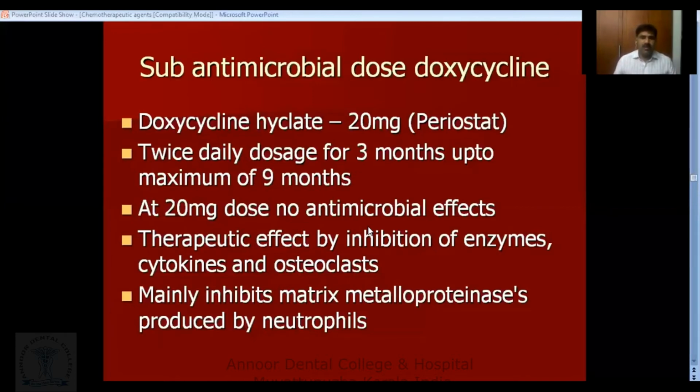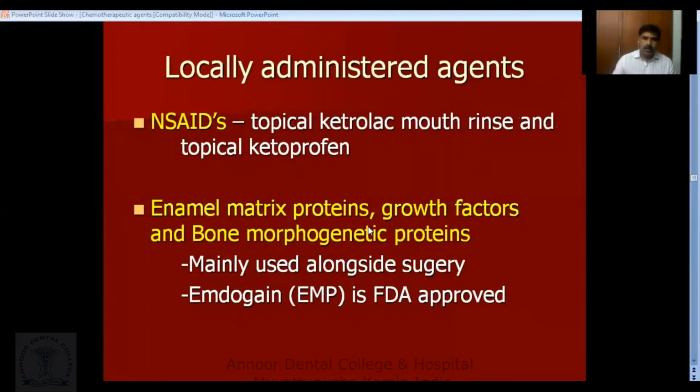You have different types of MMPs. Specifically, we are going to block this MMP-8 that is produced by the neutrophils. So that is the basic idea of giving sub-antimicrobial doxycycline. As I told you before, collagen is the main content present in the periodontal tissues, the periodontal ligament and the gingiva. So that destruction you are going to control by giving this Periostat 20 milligram dose.